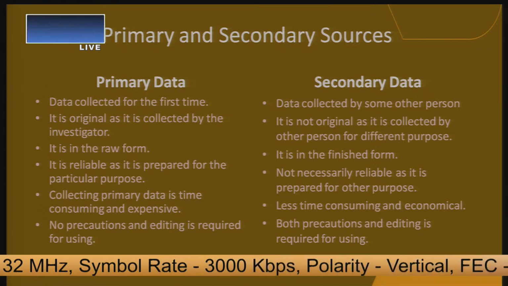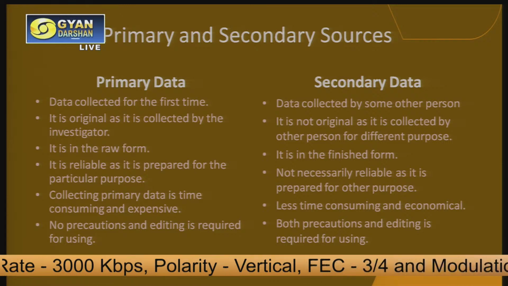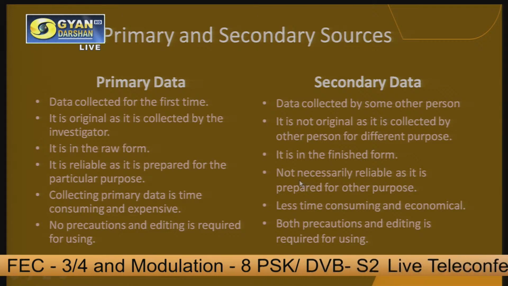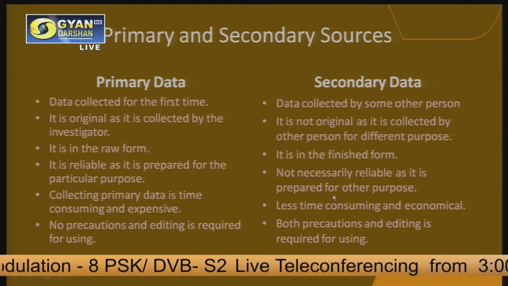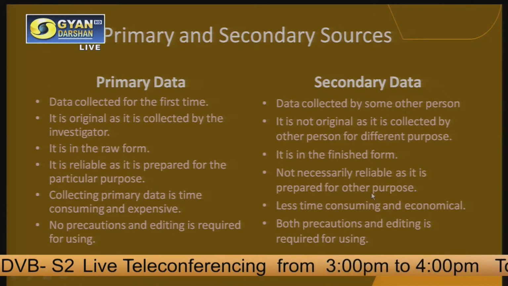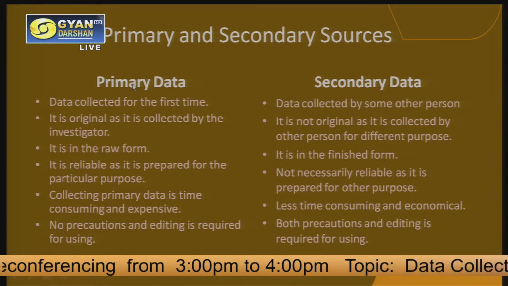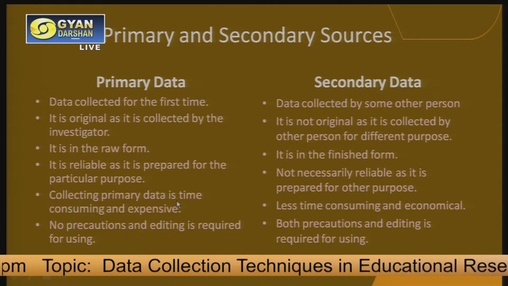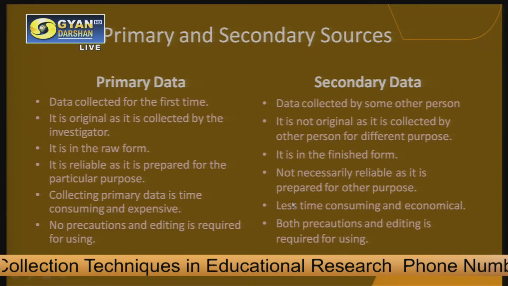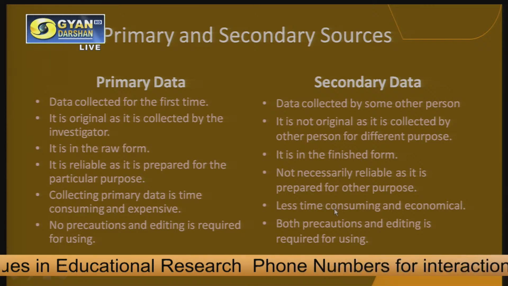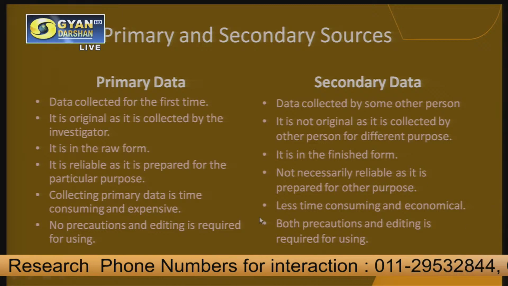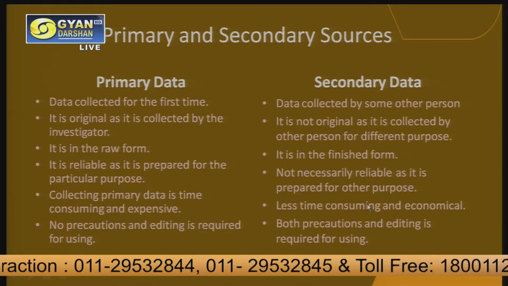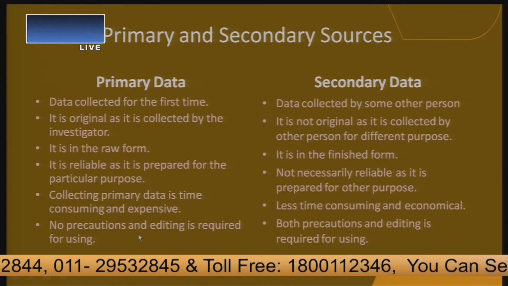Further, under primary data, we can say that the data is reliable as it is prepared for the particular purpose. Whereas for secondary data, we cannot say that it is necessarily reliable, as it is prepared for another purpose. The purpose was different so far as secondary data is concerned. And again, collecting primary data is time consuming and expensive, whereas getting secondary data is very economical. It is not time consuming because it is available in the form of a report or a policy. You are just collecting those policies and documents, reading them and analyzing them.